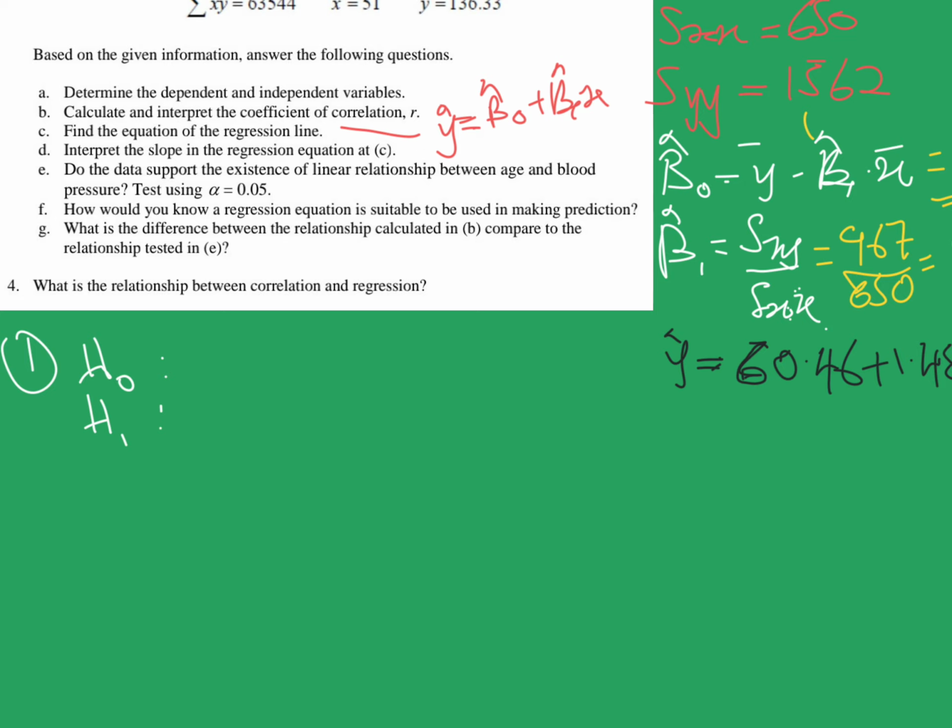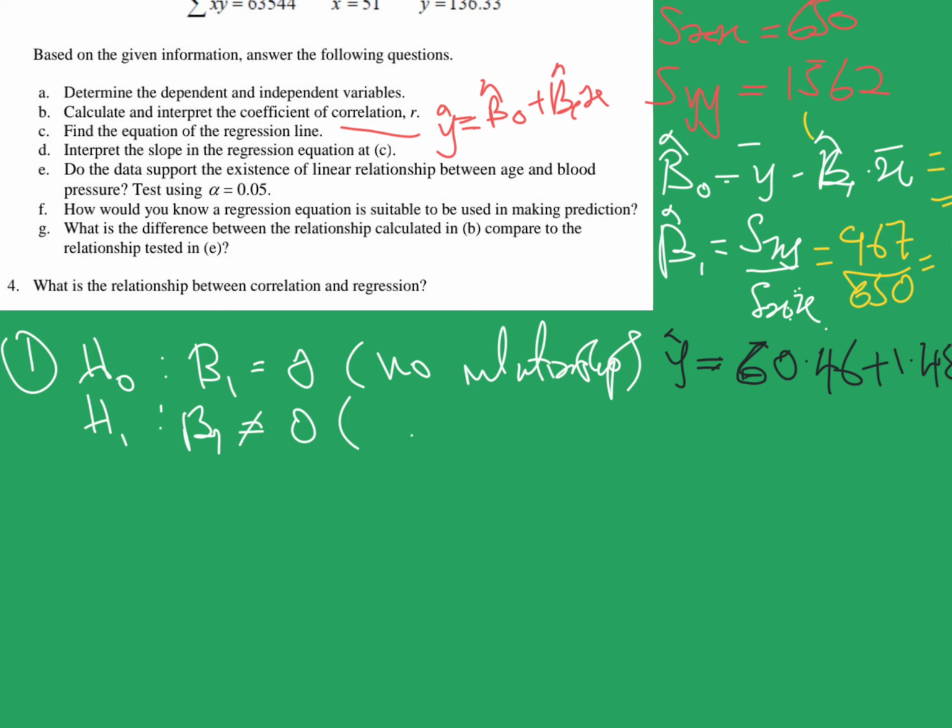For H null and H1, you can either write down there is no linear relationship and there is a linear relationship between age and blood pressure, or to put it in a simpler way, statistically, we can write beta 1 equal to 0, which indicates no relationship, and beta 1 not equal to 0, which indicates there's a relationship. Why beta 1 equal to 0 means no relationship, and why beta 1 not equal to 0 means there's a relationship? Please refer to the previous video.